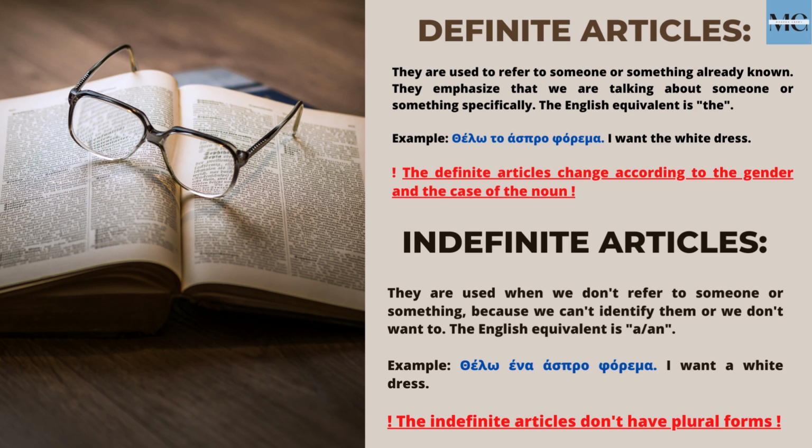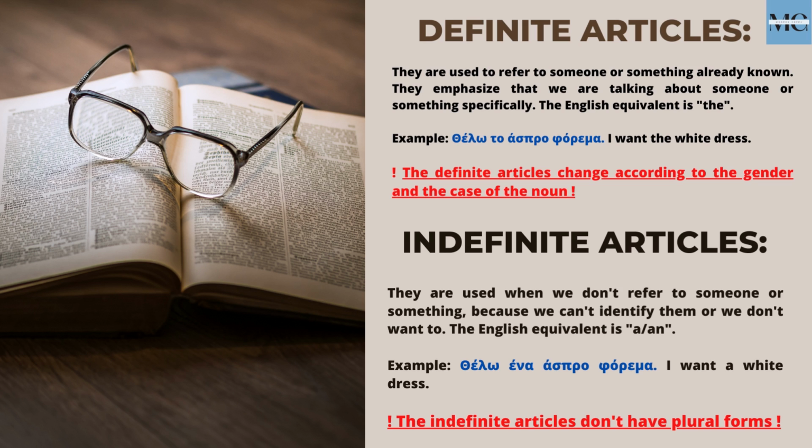There are two kinds of articles in the modern Greek language. Let's start with the first one, which is called the definite article. The definite articles are used to refer to someone or something already known. They emphasize that we are talking about someone or something specifically. The English equivalent is "the". Example in Greek: θέλω το άσπρο φόρεμα. I want the white dress. I want it specifically, this one.